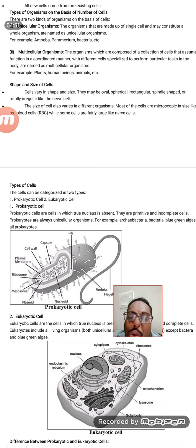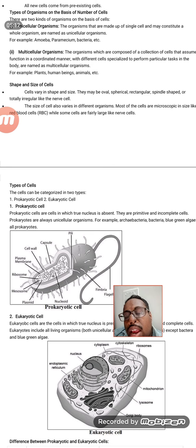Prokaryota: pro means ancient, karyota means nucleus, something related to the nucleus. So what they said is, we have two cells, and the scientists came to know that the nucleus is the control center of a cell.